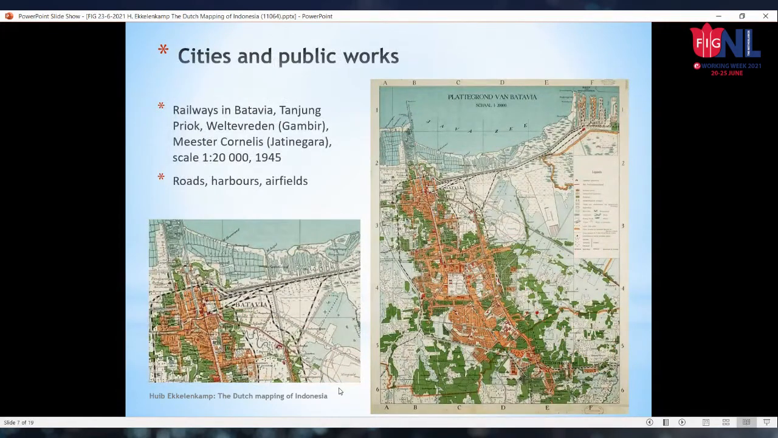Here you see a nice map of Batavia, as it was called in those days. Now it's Jakarta, of course. And you see a lot of railways in the city. And this is a map from 1945, so it's at the end of the occupation, you could say. You see the airport here, airfield. And you see from the harbor, Tanjung Priok, railways along these lines all the way to the big plantations for transport of goods and people.